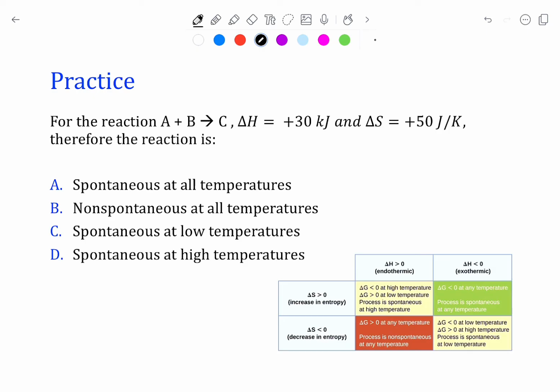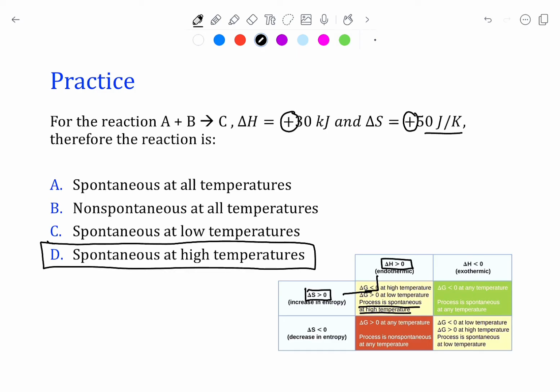So here our units don't matter, because even if we converted joules to kilojoules, our number is still going to be positive for delta S and positive for delta H. So if delta H is positive and delta S is positive, then the reaction is spontaneous at high temperatures only, so our answer there is D. We just want to keep practicing using that table in order to help us predict if the reaction is going to be spontaneous or non-spontaneous and if the temperature matters.